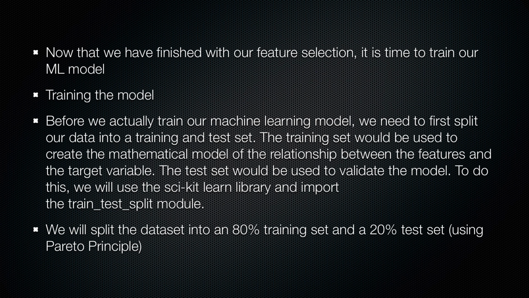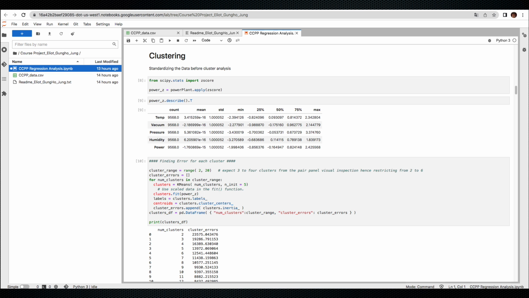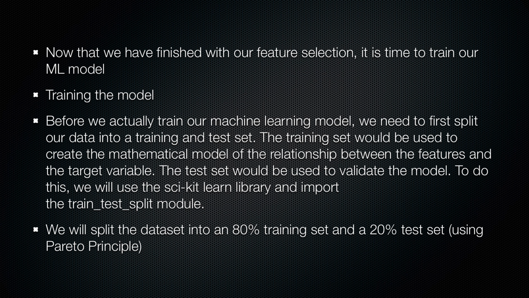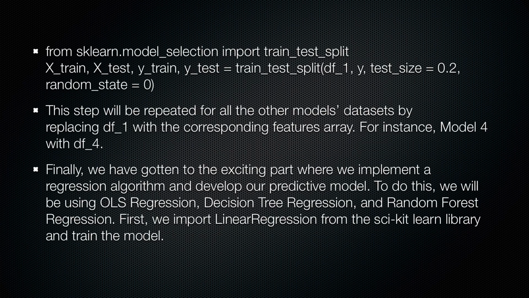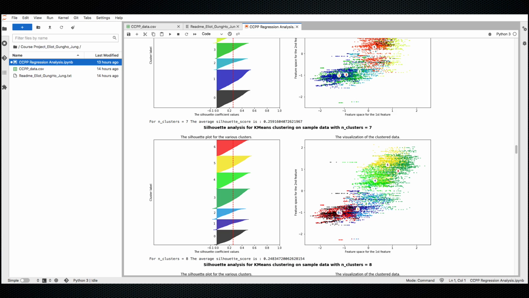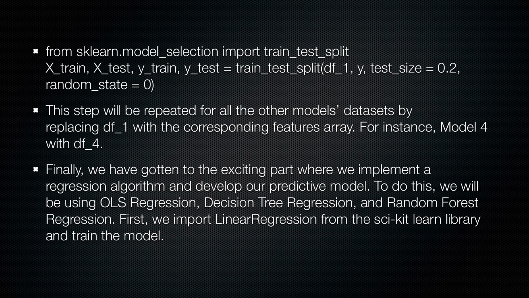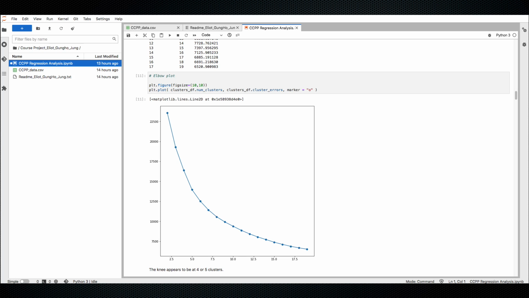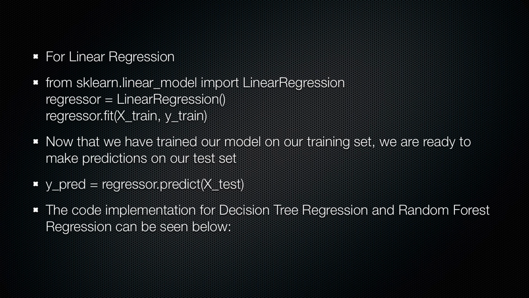Now that we have finished with our feature selection, it is time to train our ML model. Training the model. Before we actually train our machine learning model, we need to first split our data into a training and test set. Finally, we have gotten to the exciting part where we implement the regression algorithm and develop our predictive model. Now that we have trained our model on our training set, we are ready to make predictions on our test set. The code implementation for decision tree regression and random forest regression can be seen below.